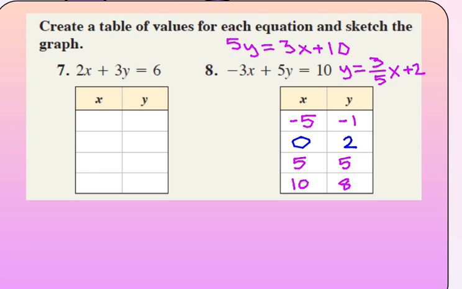So from here, we go to sketch this graph. You've got your y-intercept at (0, 2), (-5, -1), (5, 5), and (10, 8). So we start to see we have a rough sketch like this.